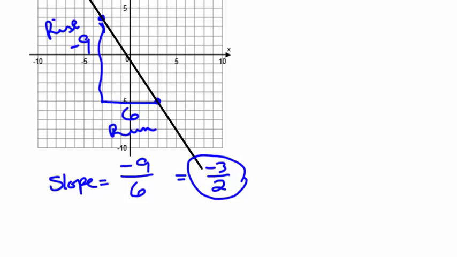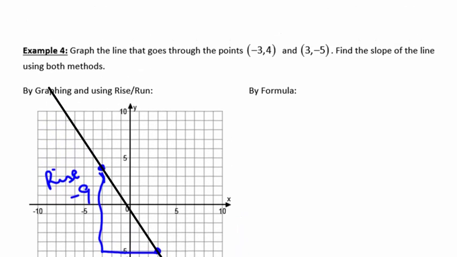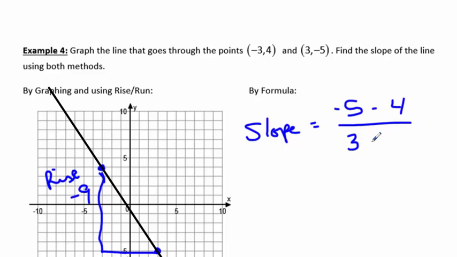Let's go ahead and use the formula and see what we get when we subtract the y values and the x values. Alright, so the formula said take y2, which is -5, and subtract y1, which is 4. Then take x2, which is 3, and subtract x1, which is -3.